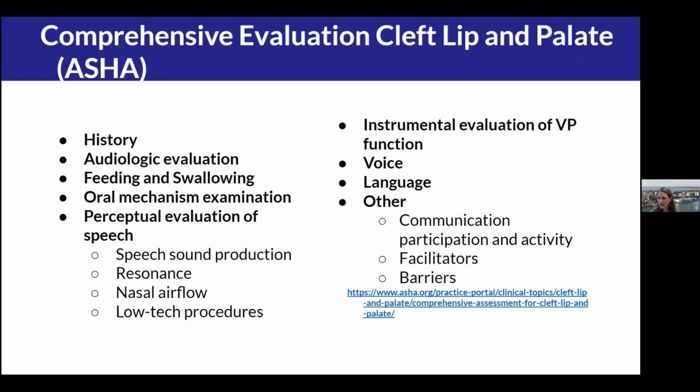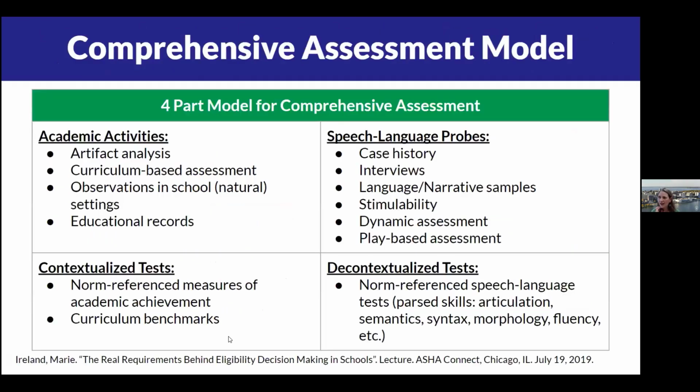And then this is a similar slide related to cleft lip and palate. And then I'm sure at some point you've seen this slide before, the 4-part model for comprehensive assessment. So what I'm going to do is talk about these assessment tools that we might use in a voice clinic for assessing voice and where they would fit into this 4-part model for comprehensive assessment. Again, knowing that there are some things that we really can't do outside of a medical setting and some things that we can.